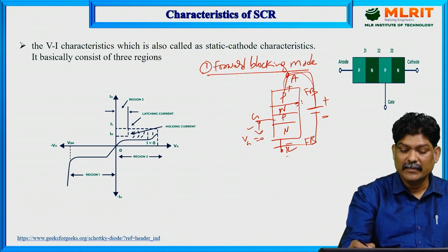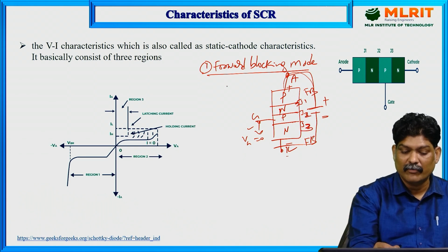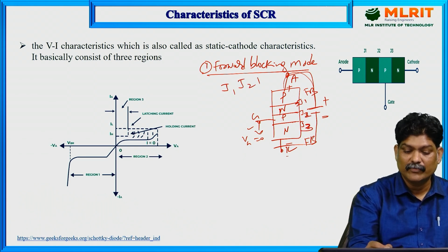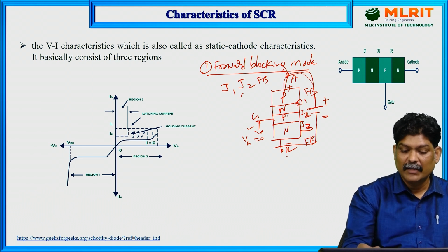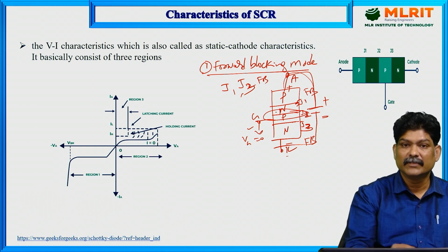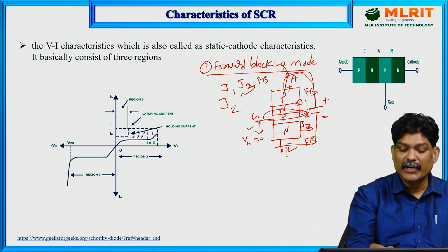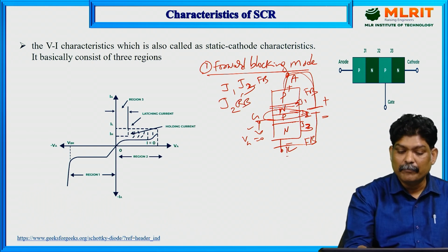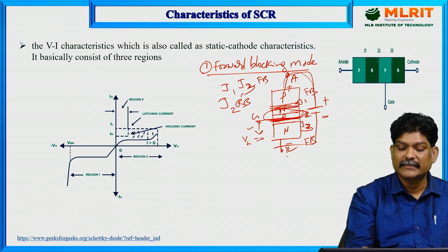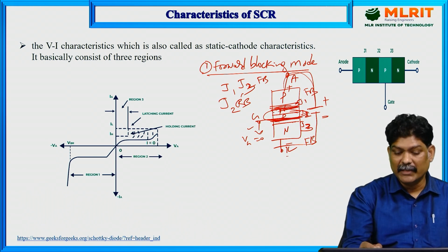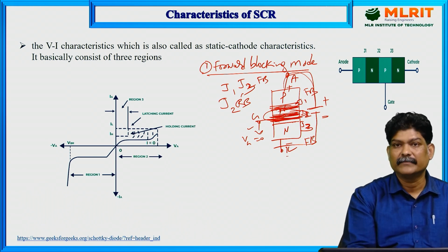So junction J1 gets forward bias and J3 gets forward bias. What about J2? J2 is reverse bias because we are not giving any voltage. When J2 is reverse bias, the depletion width increases at the center junction J2. The depletion width increases at this point, junction J2.